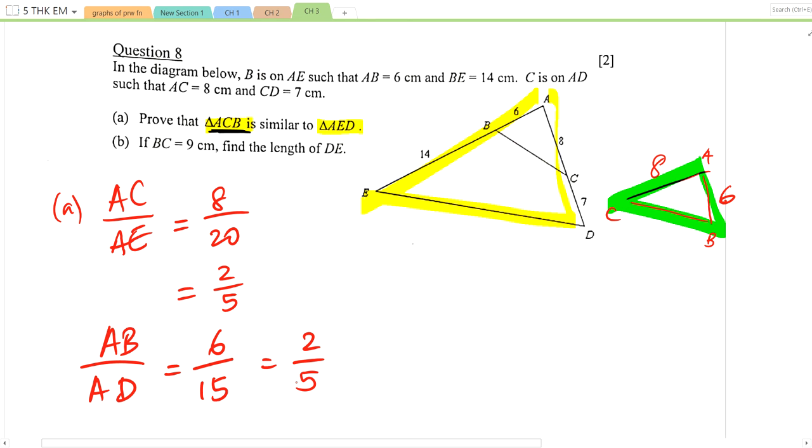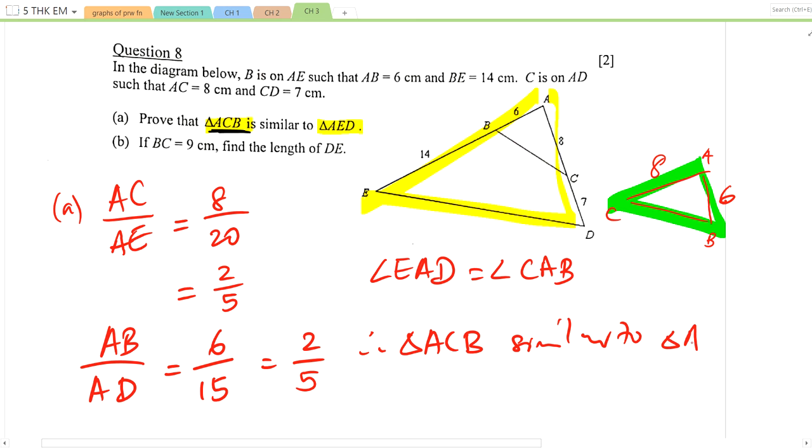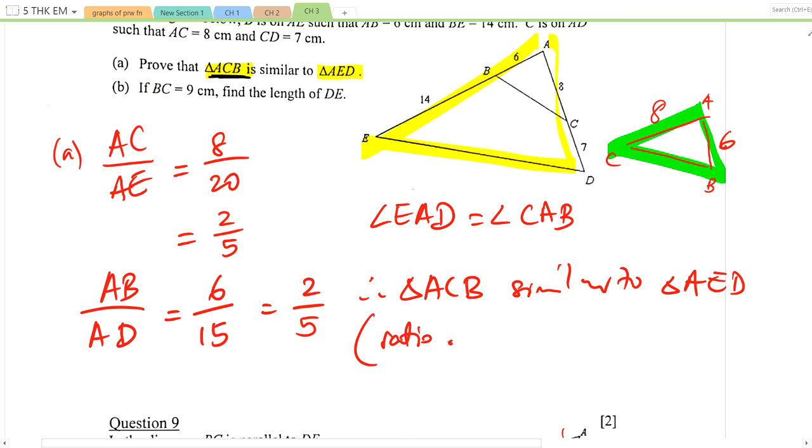So what else is missing? The one common angle, or the ratio of the other side, right? I cannot find the ratio of the other side, so you must have a common angle. What's the common angle? EAD equals BAC, angle CAB. So triangle ACB is similar to triangle AED. Reason: common angle. What is the reason? Ratio of sides and common angle.